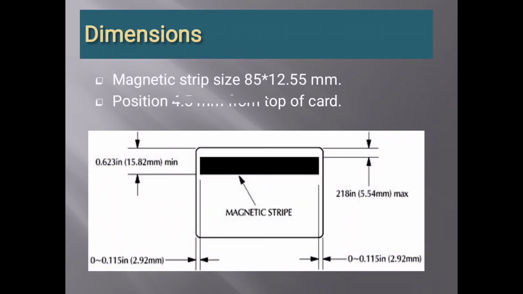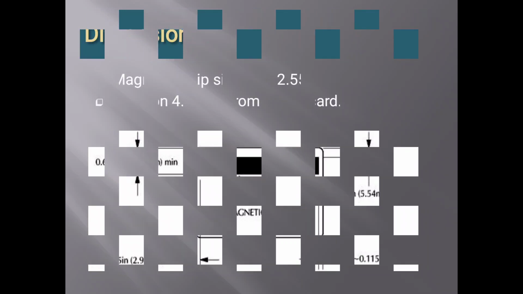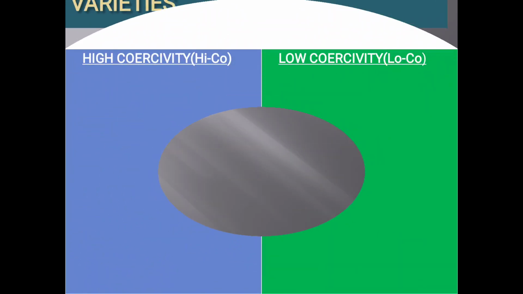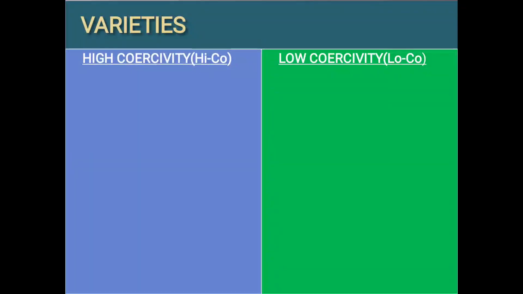Up next is the dimensions of the card. The magnetic strip size is 85 by 12.55 mm. The position of the strip from the top of the card is up to 4.5 mm, as you can see in the picture. The varieties of magnetic strip are shown in the table below.